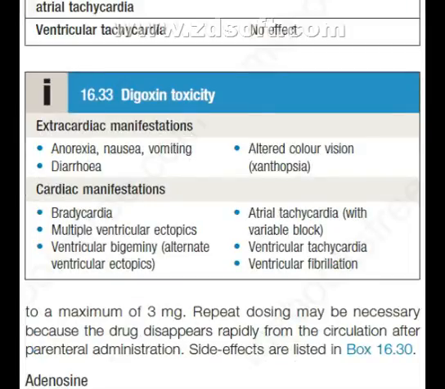Now, digoxin toxicity. Extracardiac manifestations are anorexia, nausea, vomiting, diarrhea, and altered color vision, that is xanthopsia. Cardiac manifestations are bradycardia, multiple ventricular ectopics, ventricular bigeminy, that is alternate ventricular ectopics, atrial tachycardia with variable block, ventricular tachycardia, and ventricular fibrillation.